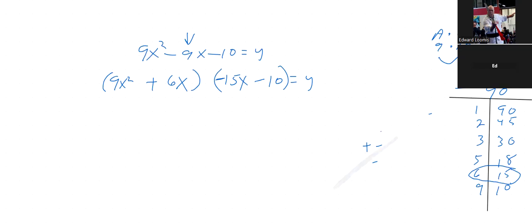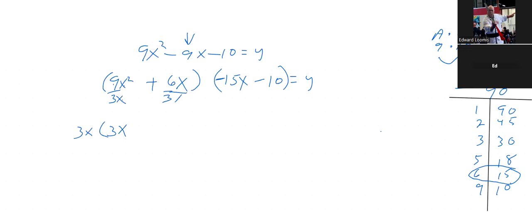Now, at this point, I'm going to break this apart again. I'm going to look and say, what goes into 9x squared plus 6x evenly? Well, I know that 3 goes into 6 and 3 goes into 9 evenly. But I also know that there's an x squared and an x, so an x also goes into these two. So I can take my 9x squared and divide it by 3x. 9 divided by 3 is 3. x squared divided by x is going to give me x.